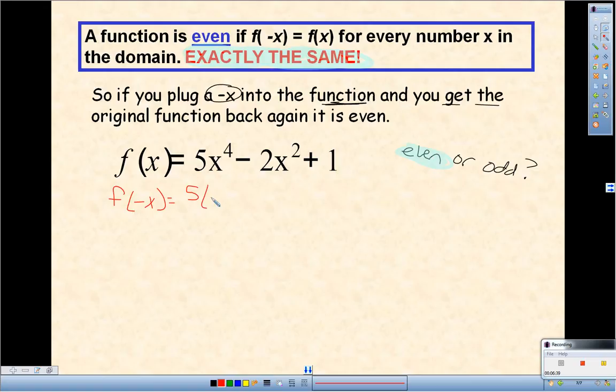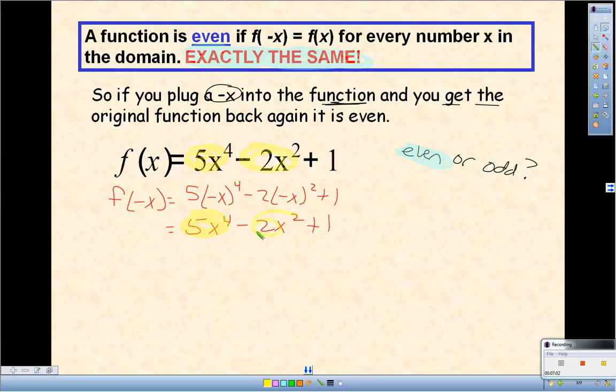So 5 times -x to the fourth minus 2 times -x squared plus 1. And then -x to the fourth is a positive, so positive times positive 5, that'll be positive 5x to the fourth. -x squared is positive, positive times a negative, so that'll be -2x squared, and plus 1. Now, you have to look at each term individually. Notice this was a positive 5x to the fourth, this is a positive 5x to the fourth. This is a -2x squared, this is a -2x squared. This is a positive 1, this is a positive 1.